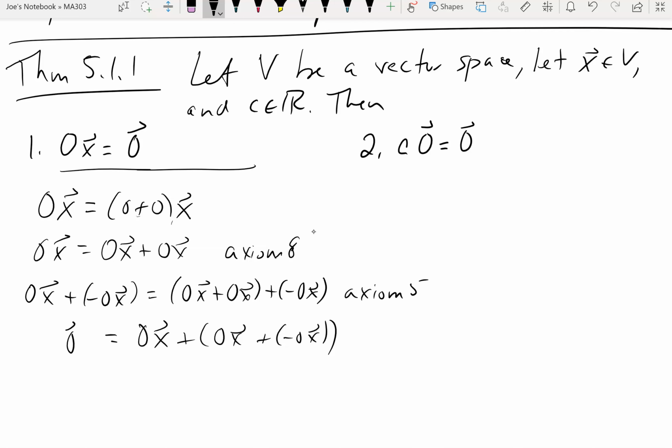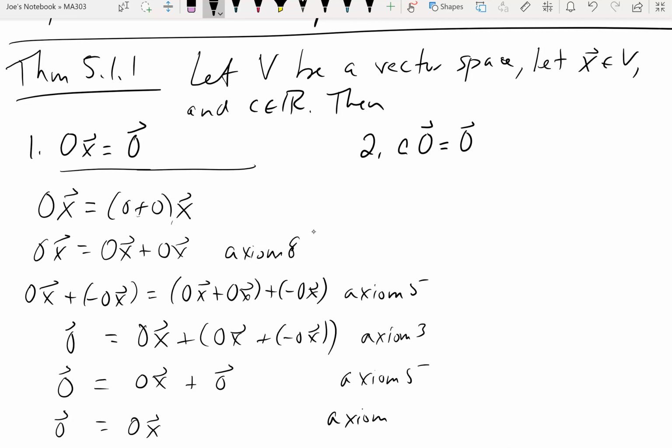What axiom allowed me to do this one? 3. That one's 3, right? That's the associativity. Yes. And then inside the parentheses again, we get 0, and that's our axiom 5 again. And now what do we get on the right-hand side? Just 0x, correct? And that's axiom, which one? When we add the 0 vector, we get back to what we started with? 4, yeah.